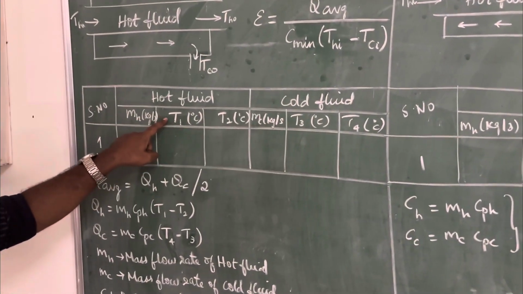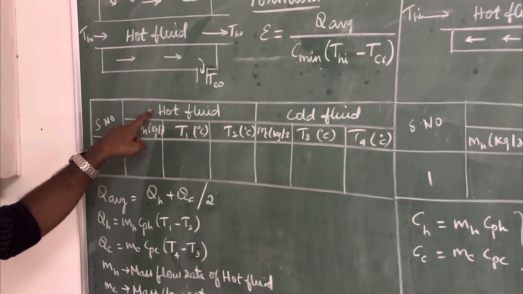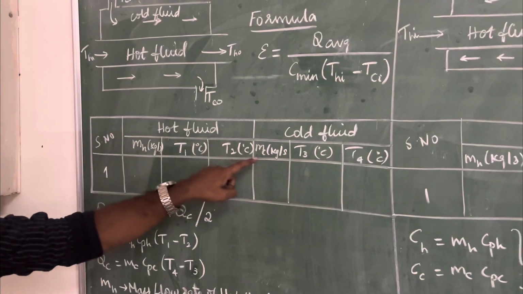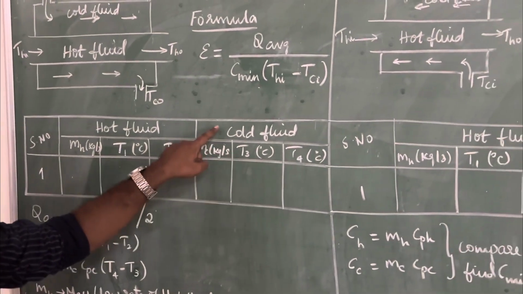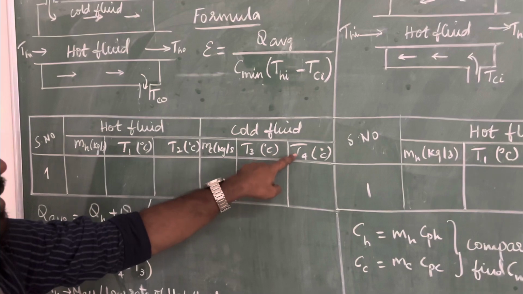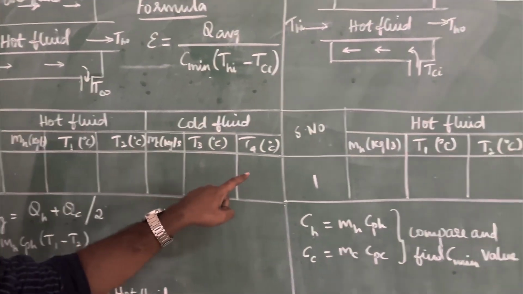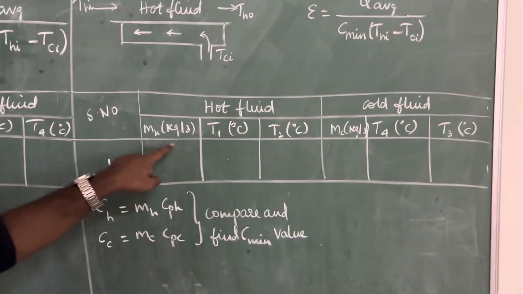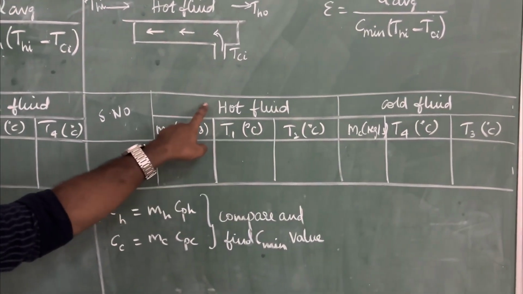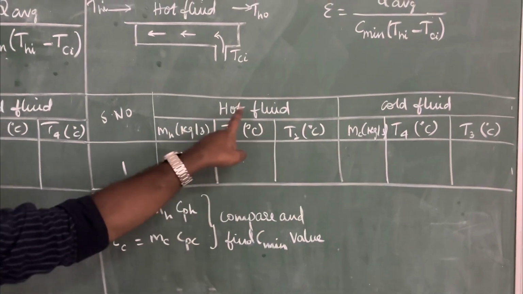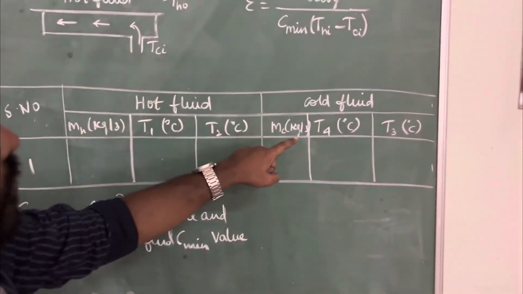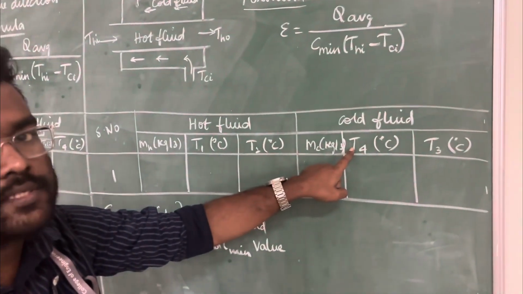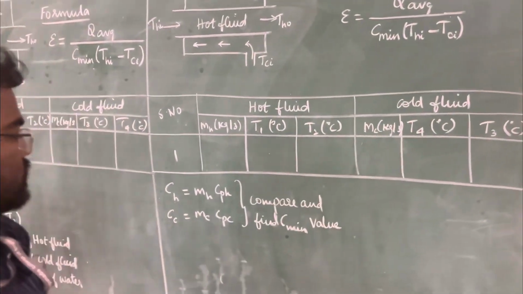T1 represents the inlet temperature of the hot fluid. T2 is the exit temperature of the hot fluid. Whereas T3 represents the inlet temperature of the cold fluid, and T4 represents the outlet temperature of the cold fluid. Similarly, for the counterflow heat exchanger, we need to find mH and mC, the mass flow rates. T1 is the inlet temperature of the hot fluid, T2 is the outlet temperature of the hot fluid. Whereas in the case of cold fluid, T3 represents the outlet temperature and T4 represents the inlet temperature, because the flow direction reverses in this case.